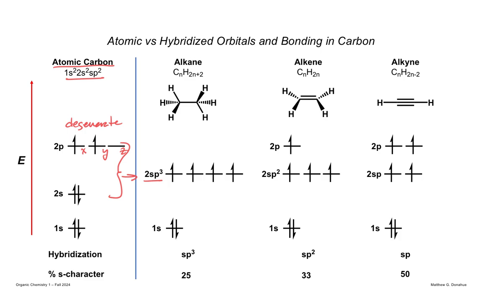And their energy level lies somewhere in between the s and the p energies of the atomic orbitals. But notice that they're all on the same level. So this level right here is what I'm talking about. And now we can take the individual electrons and stick them in one in each orbital, and that will allow us to form 4 bonds to carbon.